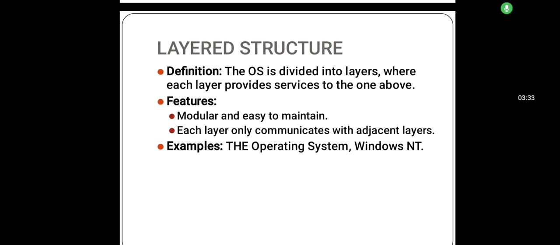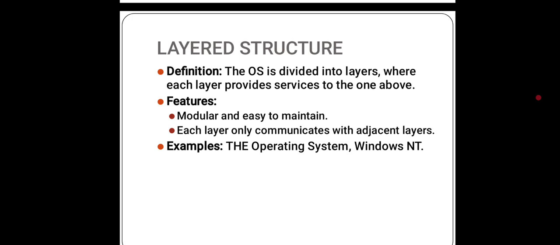Next, we discuss the layered section. The OS is divided into layers, where each layer provides service to the one above. There are 2 features: modular and easy to maintain. Each layer only interacts with the adjacent layer. For example, the operating system Windows NT.